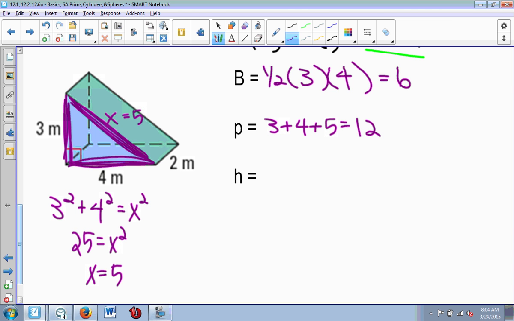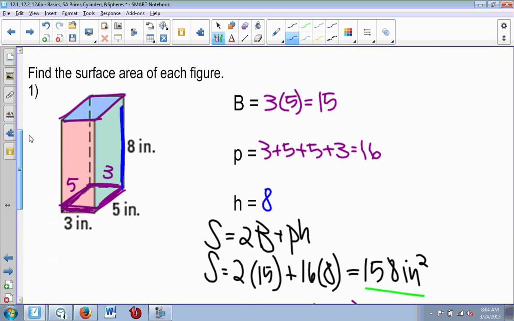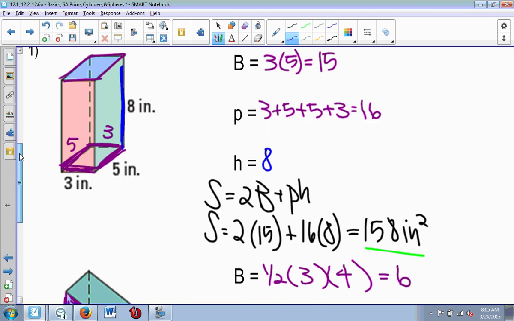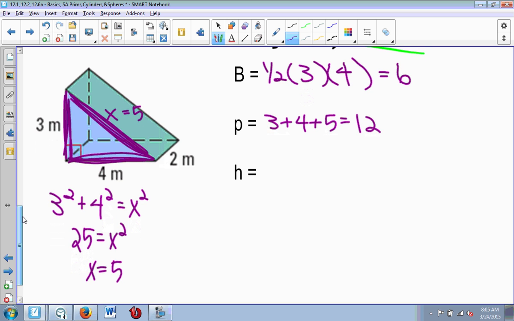If it's called a triangular prism, the big B is going to be the area of the triangle, and the P is going to be the perimeter of the triangle. In the first one, it was a rectangular prism, so the B was the area of the rectangle, and the P was the perimeter of the rectangle. So the name of the prism tells you what you're finding for big B and P.